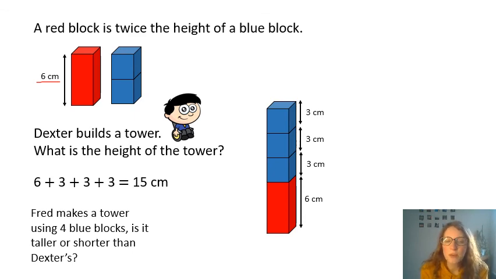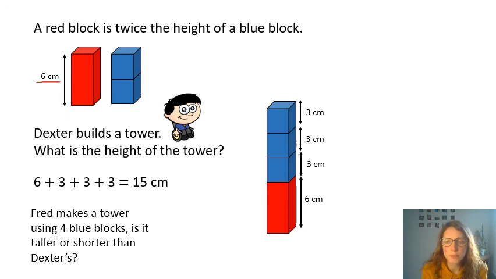Fred makes a tower using 4 blue blocks. Is it taller or shorter than Dexter's? So pause the video, have a go at working that out. Okay, let's have a look. So he's using blue bricks. So he's using 4 blue blocks.